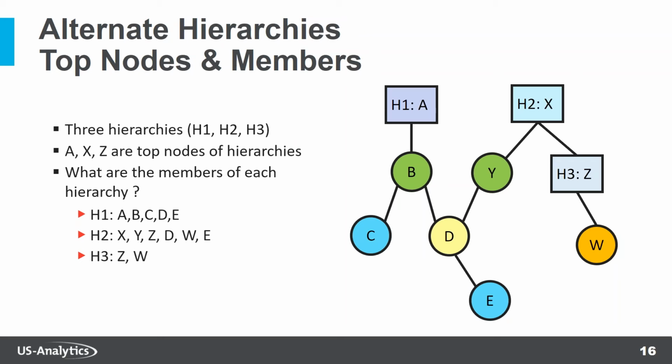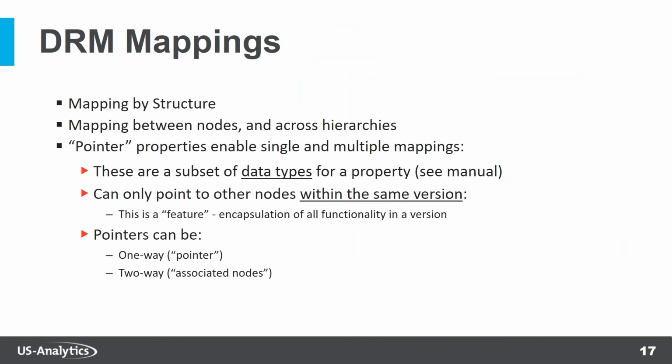And so getting it in the system right, as far as this hierarchy design is concerned, is a huge part of being successful at the end of the day. When we talk about these things, it's important because we do a lot of mappings in DRM. You guys know this, right? So mappings can be done by using structure alone.